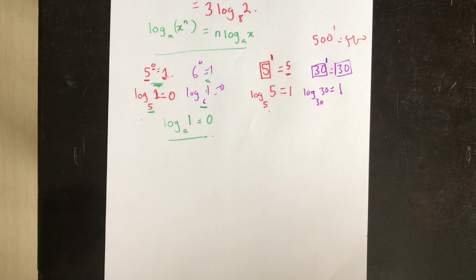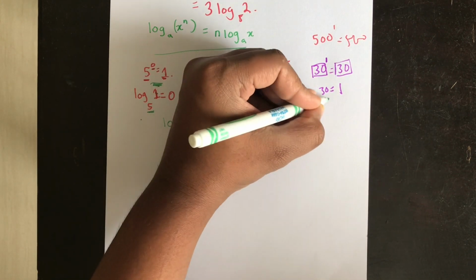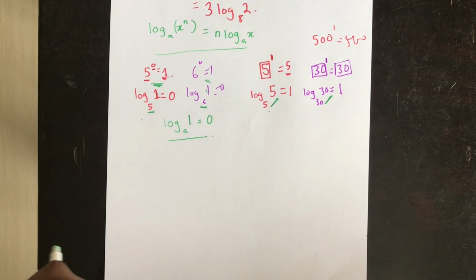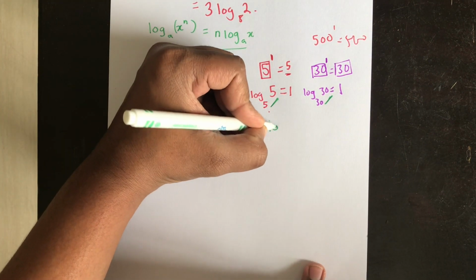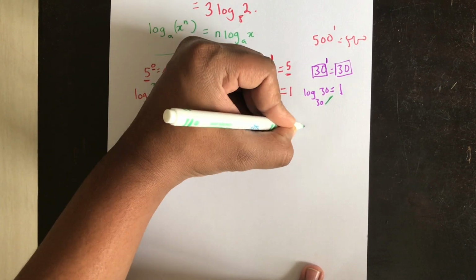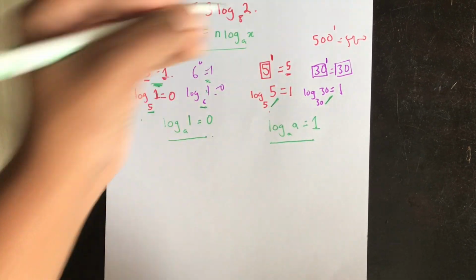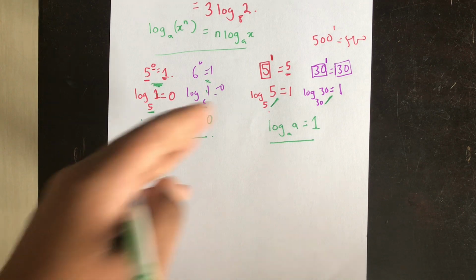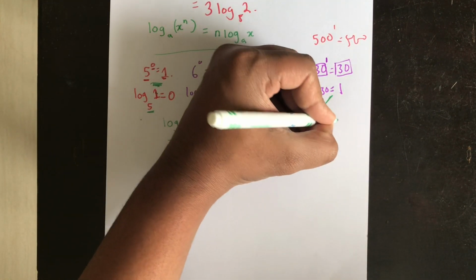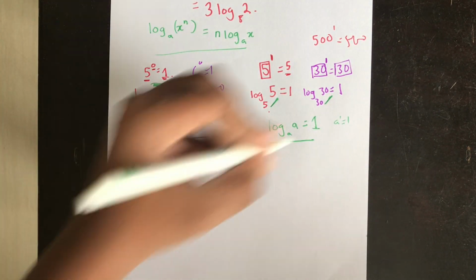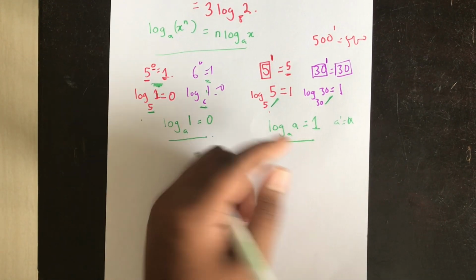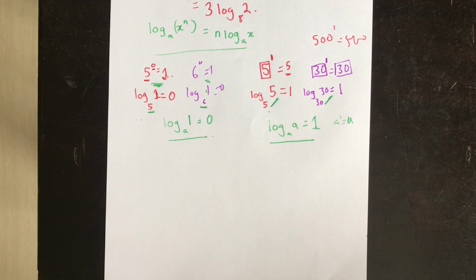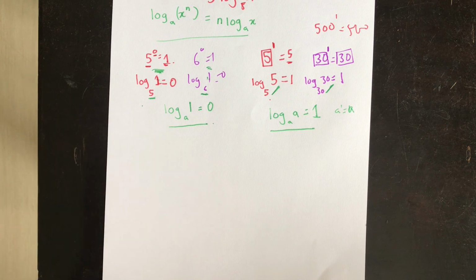We start to notice something here. If these two things are the same, then your answer will always be equal to 1. Therefore, another rule can be generated. Log a base a will always be equal to 1, because a to the power of 1 is equal to a. That's why log a base a is equal to 1. So this is another rule which you need to remember.